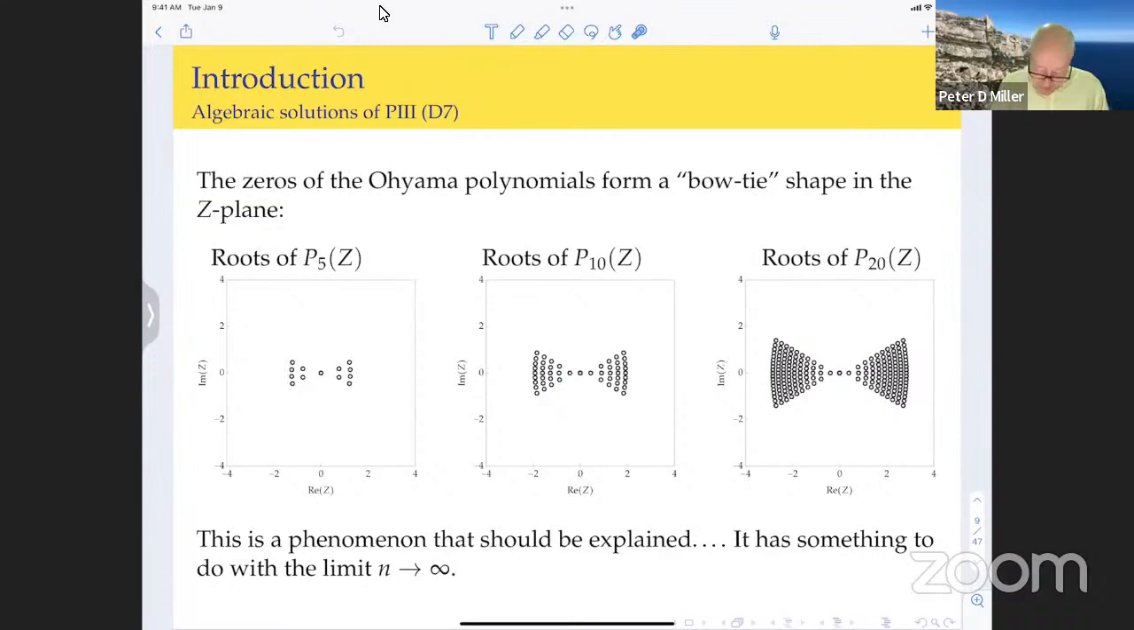And these sorts of plots were pointed out in a paper of Peter Clarkson from 2003. But anyway, the fact is that this bow tie shape is somehow becoming better and better defined, I would say, as the index n increases. So it's somehow the bow tie is a phenomenon that should be explained. And it clearly, from these plots anyway, has something to do with the limit as n goes to infinity. So that's really the problem that we would like to think about: what happens to these algebraic D7 solutions when the n parameter is going to infinity.